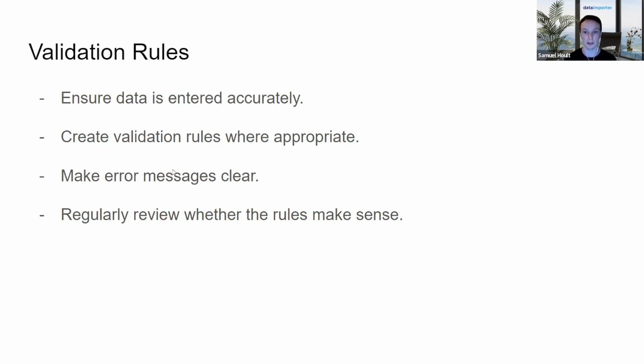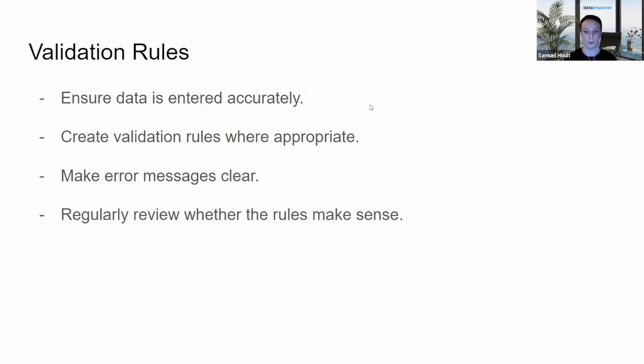You want to make sure that error messages are clear. So when you set validation rules, you can enter a message which will appear to the end users, and you want to make those messages as clear and obvious as possible. You don't want to just say something like, this is invalid, or this value is invalid, because that doesn't actually tell the end user what they need to do. And again, that's just going to lead to a bad user experience.